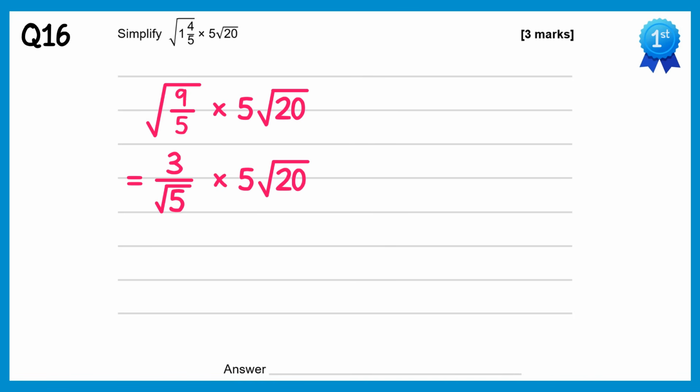You can now multiply these, so if we do 3 times 5, that's 15, so the top will be 15 root 20 and the bottom root 5. We can then use a surd rule. The square root of 20 divided by the square root of 5 is the same as the square root of 20 divided by 5. 20 divided by 5 is 4, so this is just 15 root 4. And the square root of 4 is just 2, so it's the same as 15 times 2, which is 30.